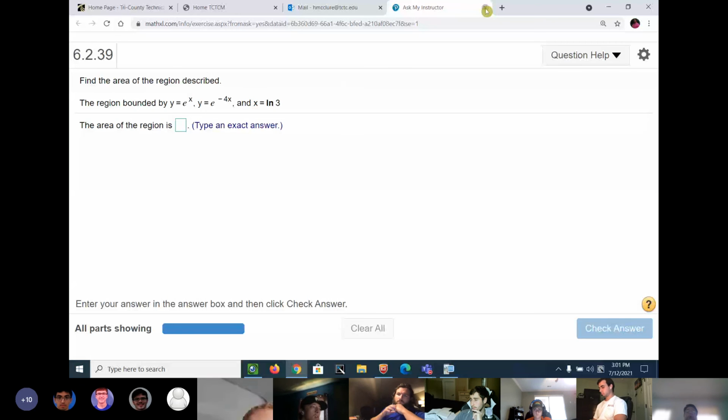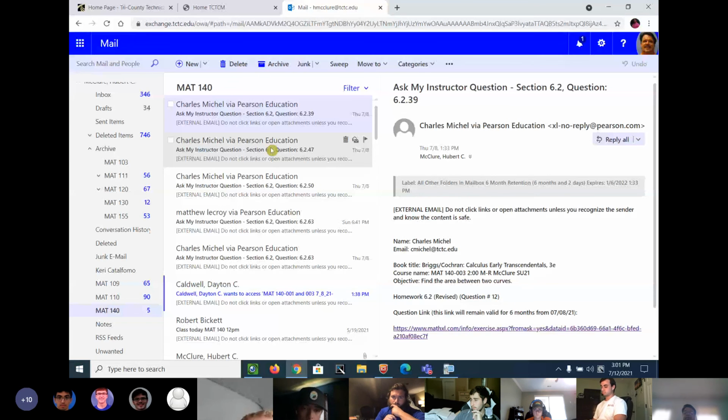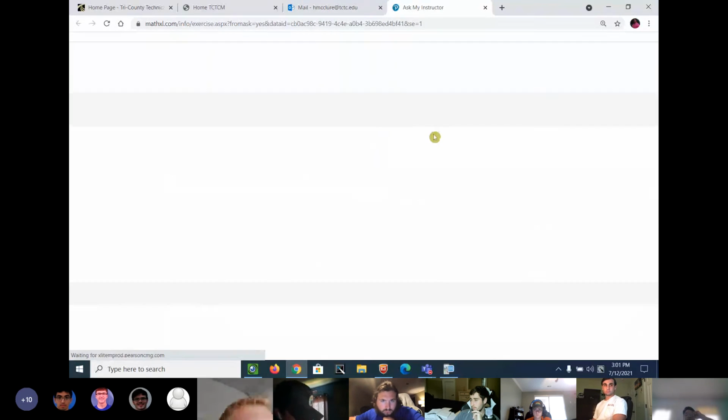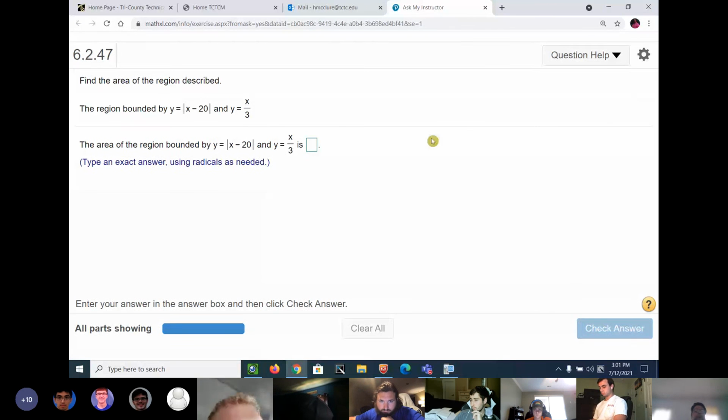All right, here is 6.24714. Find the region of area described here. All right, so what's the first thing you're going to do? Graph it. Go ahead and graph it, because you're not going to be able to tell anything unless you graph it.